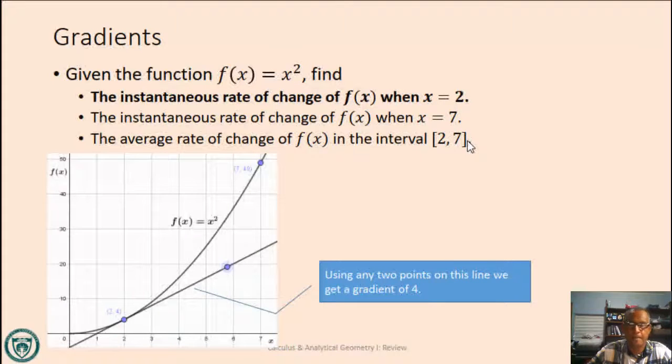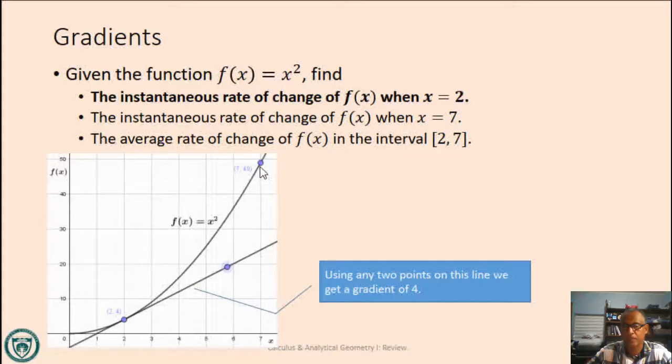So notice here, we have these 2 points on our graph. So how would we get the instantaneous rate of change here? Well, normally what you would do, as you did in high school, you'd maybe plot this on some graph paper and draw a line tangent to this curve here and measure the gradient of this line. If you were to do that, you would get a gradient of 4. And so that would answer this question here. The gradient, the rate of change when x is 2, is 4. That's how steep this line is.